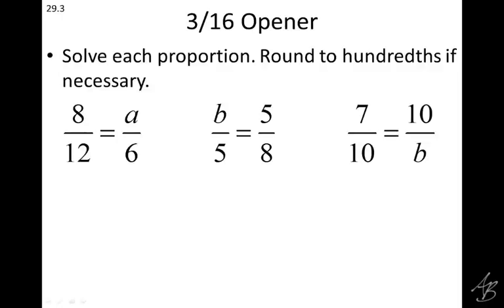What are these equations called? I'll give you a hint, it's in the directions. They're proportions, right? Why are they proportions? Because they're two fractions that are equal to each other. So anytime you have two fractions that are equal to each other, we call it a proportion. These proportions have some variables that are missing, so we're going to solve for those variables.